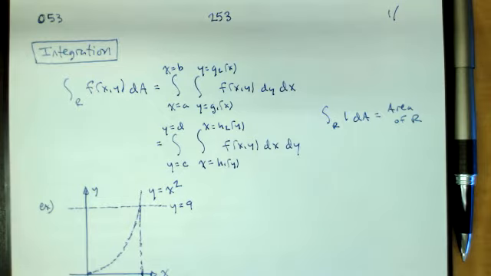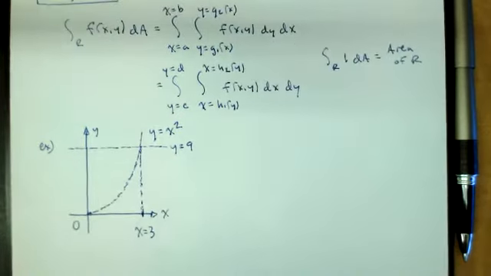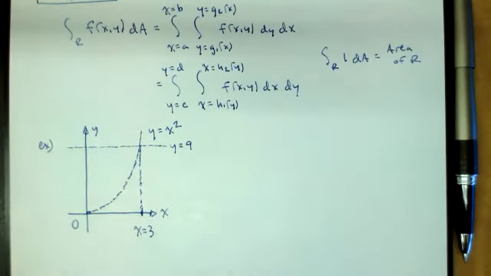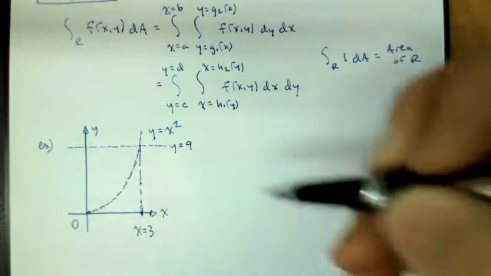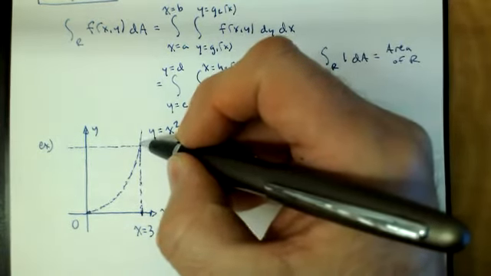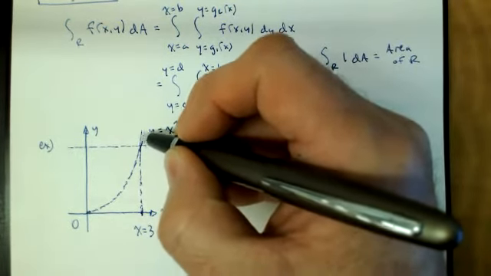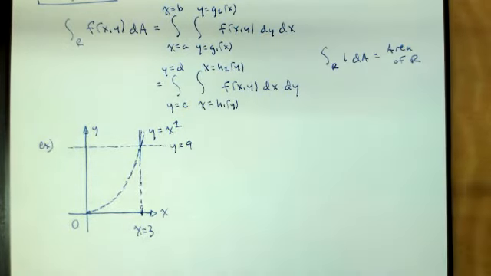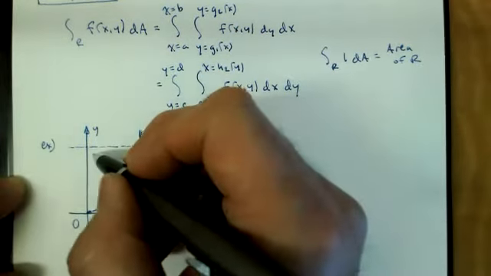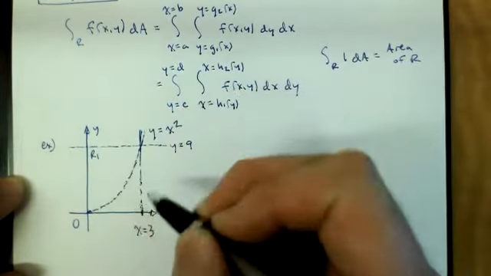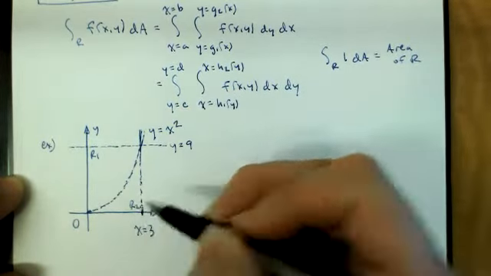All right, let's describe some regions. So here's our example for today. I'm going to take the rectangle from 0 to 3 on x and from 0 to 9 on y, and I'm going to divide it, but not with a line like we did yesterday. I'm just going to draw a parabola, and that's going to divide my region up. So I've got a region above, which we'll call R1, and a region below, which we'll call R2.